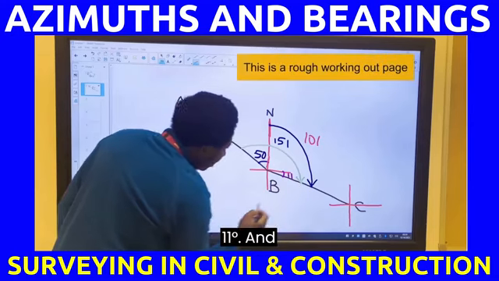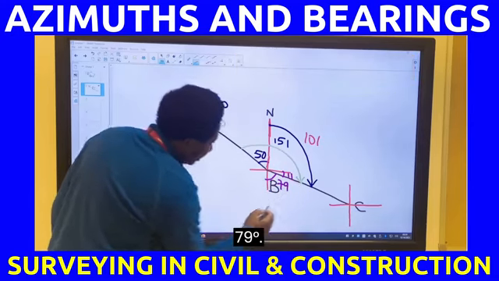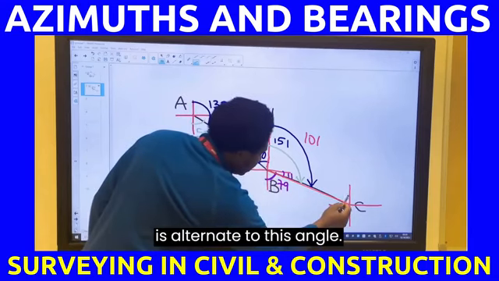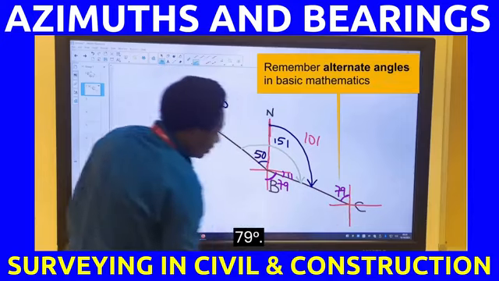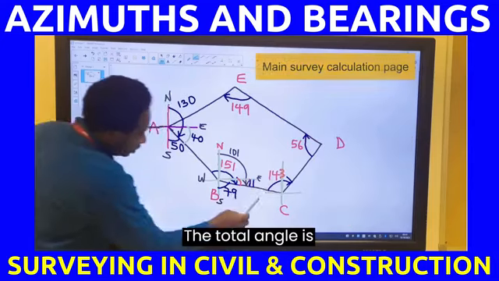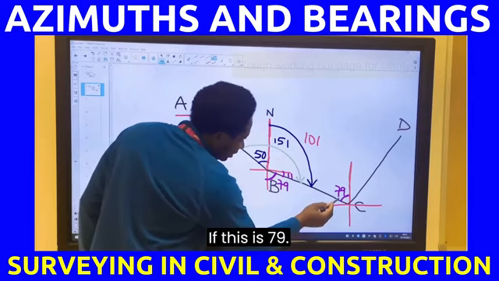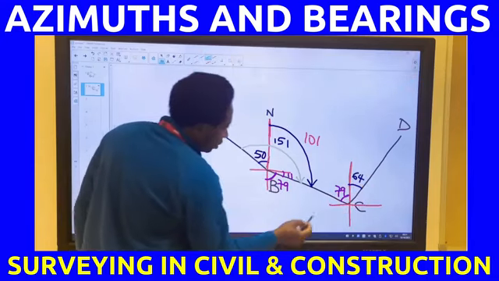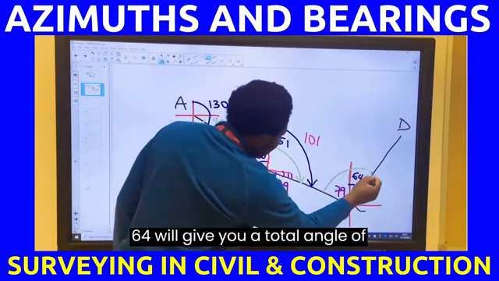If this is 11 degrees, and this part is 79 degrees. This angle is alternate to this angle, so this angle is also 79 degrees. If this is line CD, the total angle is 143 degrees. If this is 79, this remaining part will be 64, because 79 plus 64 will give you a total angle of 143 degrees.